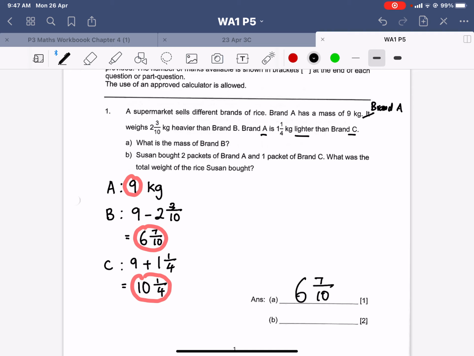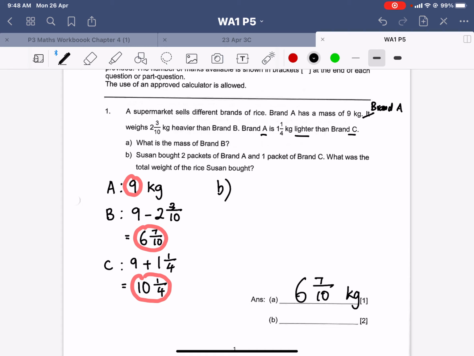So you get this. As of the tests, I think there is only one person in the class who has forgotten to write the units. I kept emphasizing on writing the units: kg, grams, milliliters, and so on.